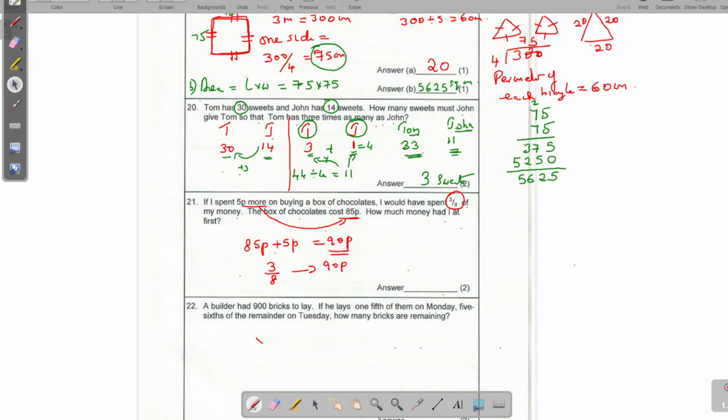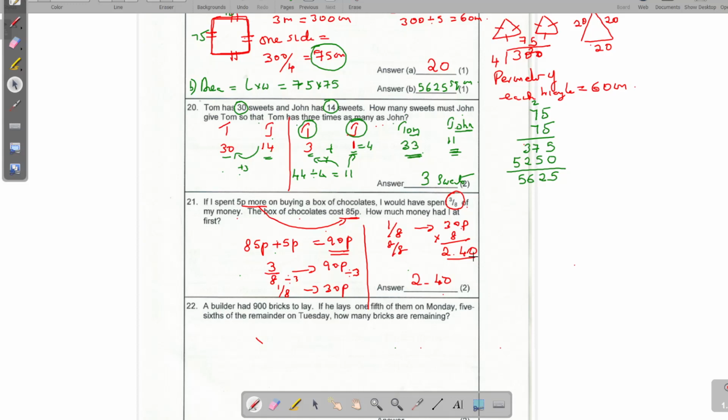If 3/8 is 90p, what is 1/8? How do you get 1/8? Because from 3/8 to 1/8 you divide by 3, isn't it? So you divide this by 3, 30p. So if 1/8 is 30p, how much is a whole? Whole is 8/8. You times it by 8, which is £2.40. That is what I had.